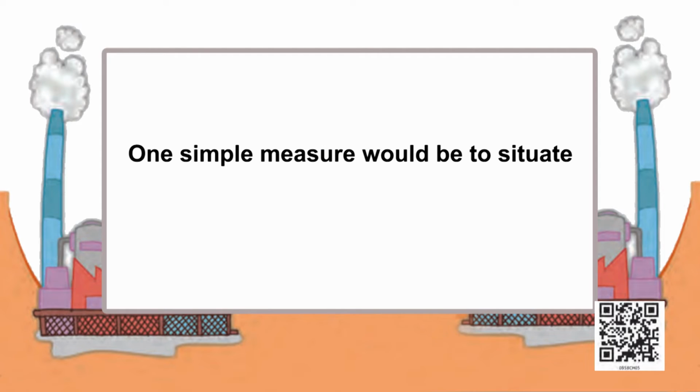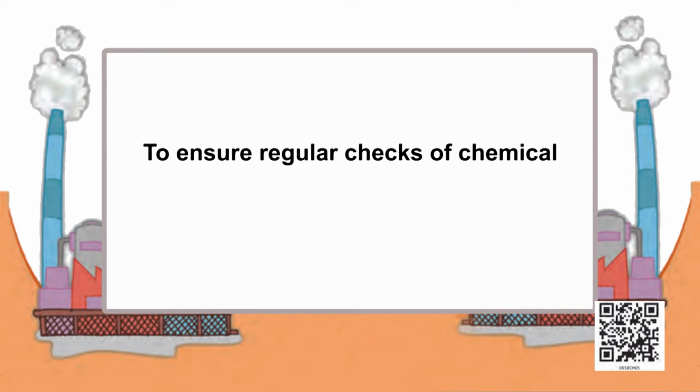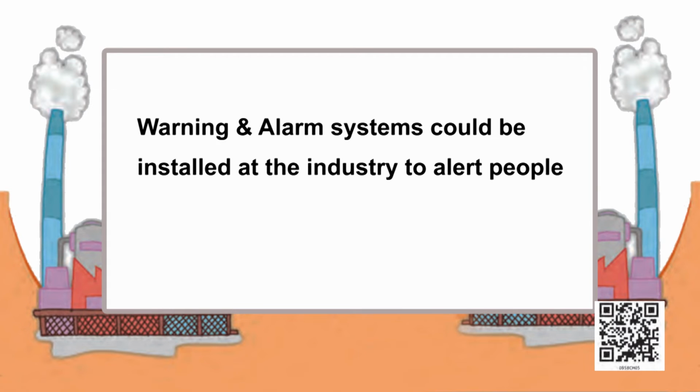One simple measure would be to situate the industry far from a residential region. This would avoid citizens being affected in case a disaster would have to take place. Another measure would be to ensure regular checks of chemical storage and all machinery. Warning and alert systems could be installed at the industry to alert people in advance.